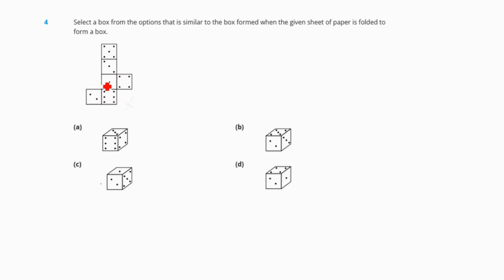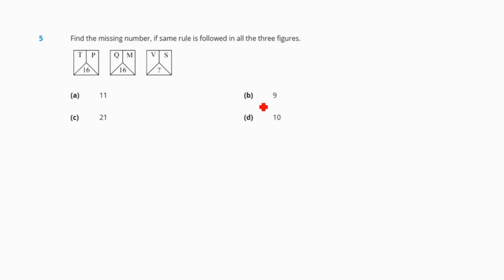Question number 4. Select a box from the options that is similar to the box formed when the given sheet of paper is folded to form a box. So here the opposite dots will be 1 and 5, then 2 and 4, and 3 and 6. So our correct answer should be option number B.